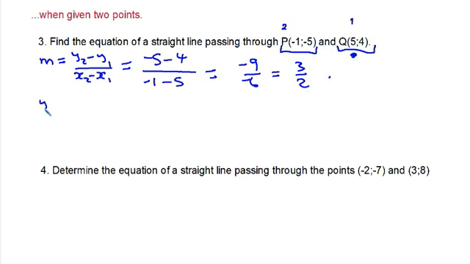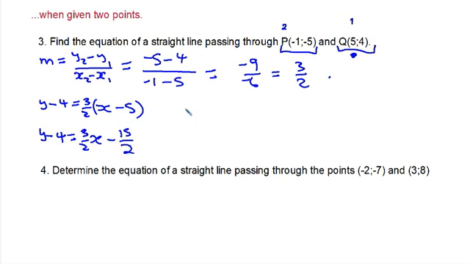So I have y minus, this is my y1 there, that is a 4, is equal to my gradient, 3 over 2, bracket x minus the x1, which is a 5 there. Then we have y minus 4 is equal to 3 over 2x. Multiply this one, we have negative 15 over 2. And then your 4 goes to the other side, we have y is equal to 3 over 2x minus 15 over 2, and negative becomes positive 4.